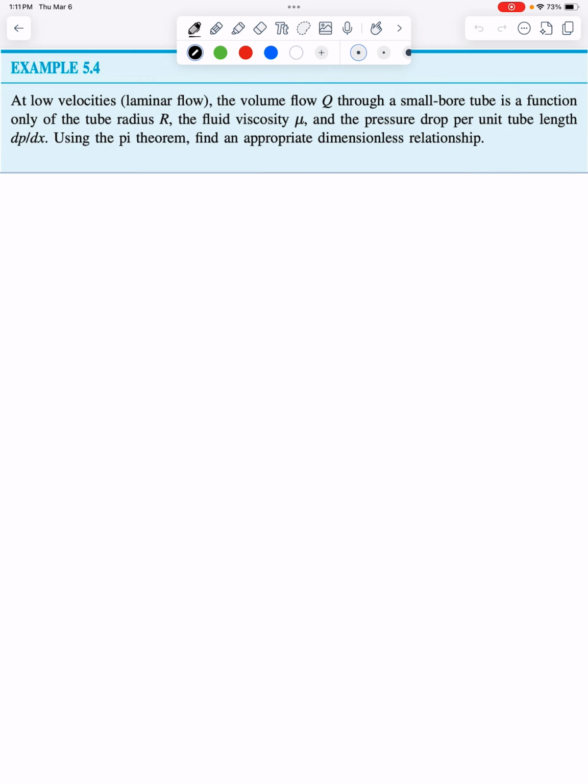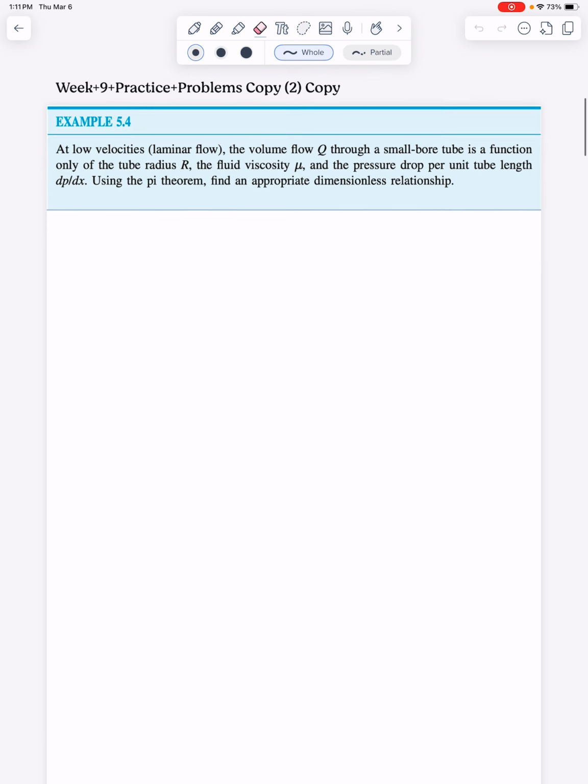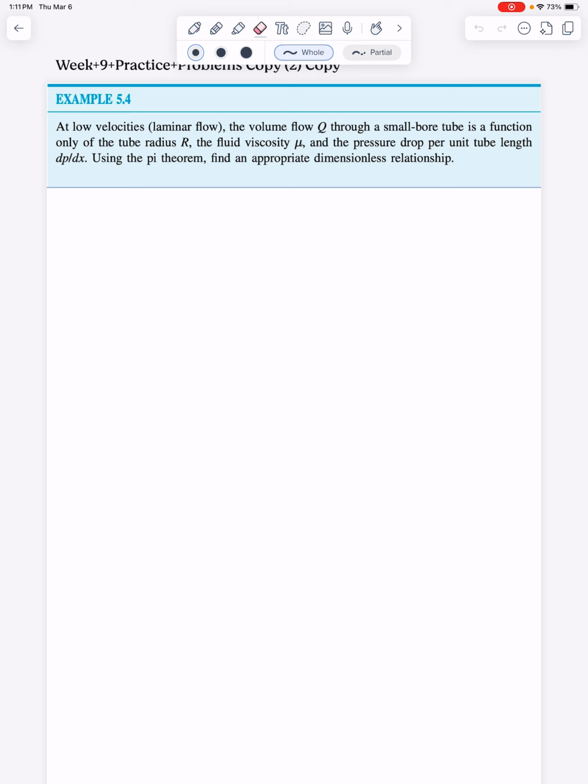Okay, so this week we'll be targeting the topic of pi theorem. I have 3 problems based on pi theorem, solving through these problems as well as explaining its significance, why pi theorem is important. And the last problem will be a Moody chart based problem for pipe flow.